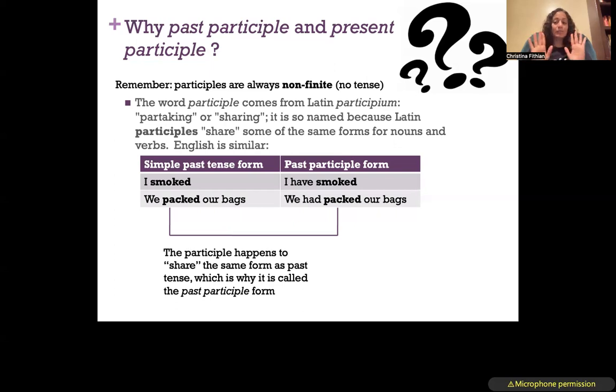Now, in some instances, as we've seen, we have some irregular verbs. It doesn't always match the past tense perfectly. Now, same thing we can see over here. We packed our bags and we had packed our bags. Again, packed and packed, they share the same form as the past tense. That's the only reason why we call it a past participle.